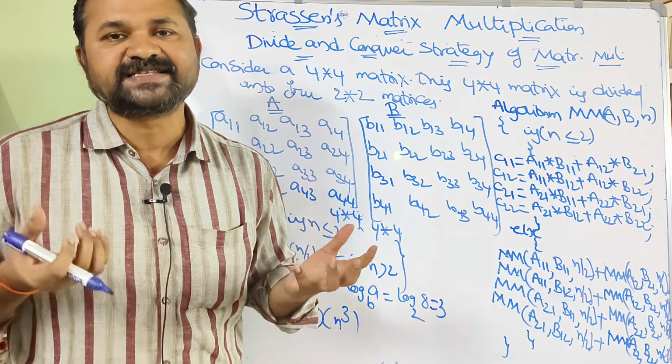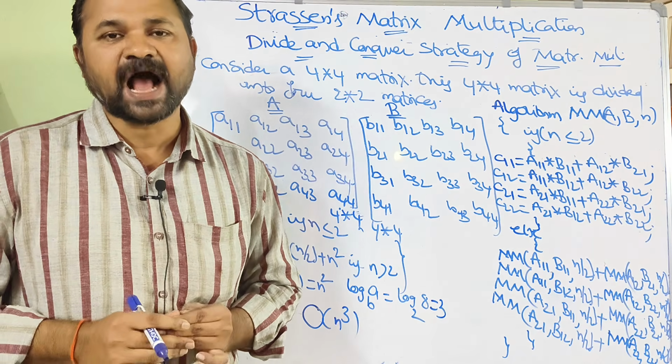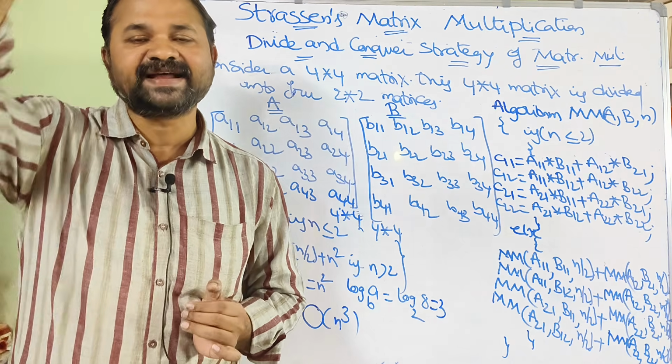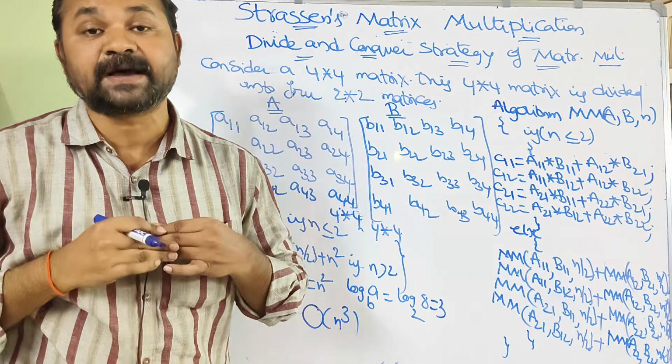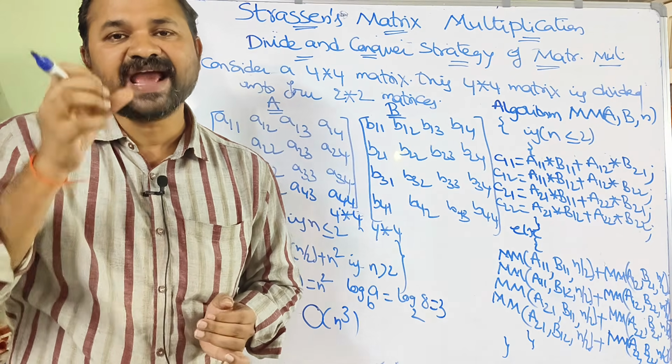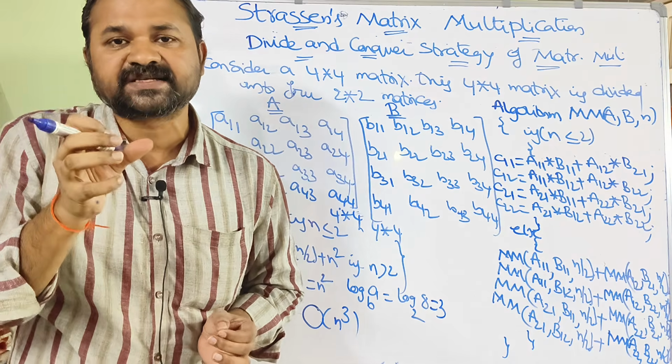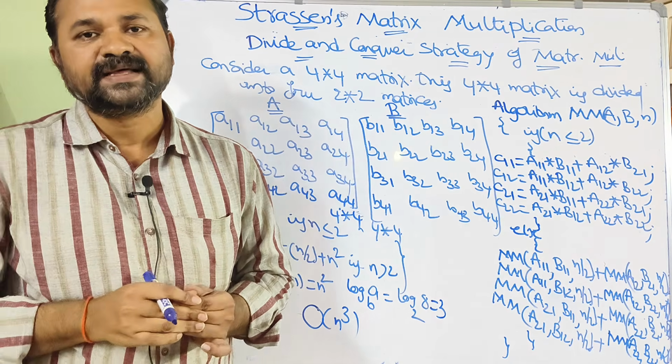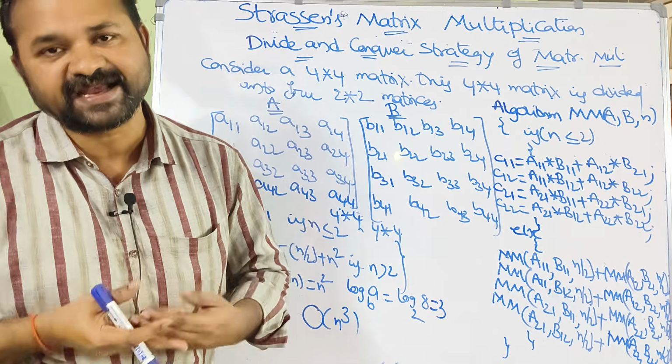We know about what is divide and conquer strategy. We have to divide the given matrix into various submatrices and we have to conquer. Conquer means we have to solve each submatrix separately.